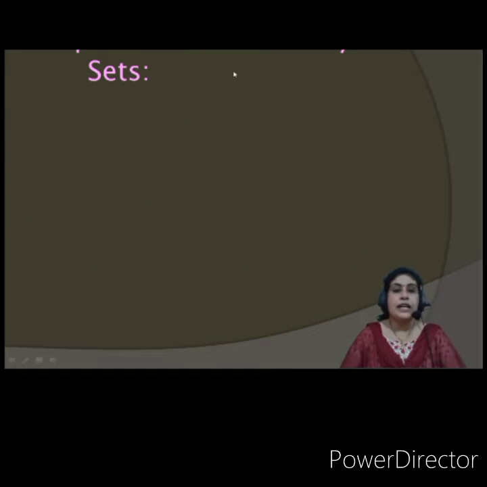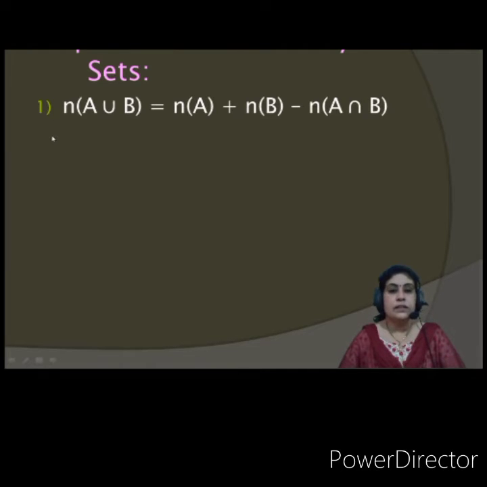Properties of cardinality of sets. First one, I hope you remember cardinality of sets. Okay, yes, number of elements, representation with n of. I hope you remember. If not, please go to my previous module. Okay. See this, number of elements of A union B, this set, is equal to number of elements of A plus number of elements of B minus number of elements of A intersection B. You can verify this. Okay.